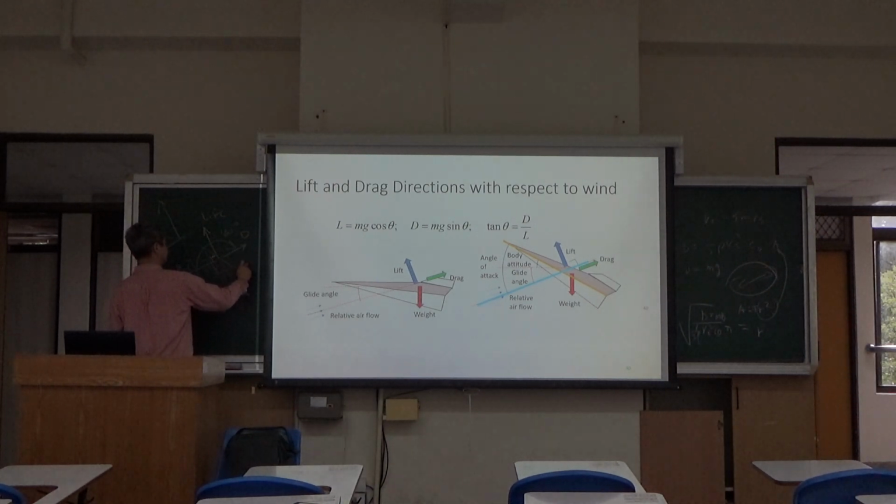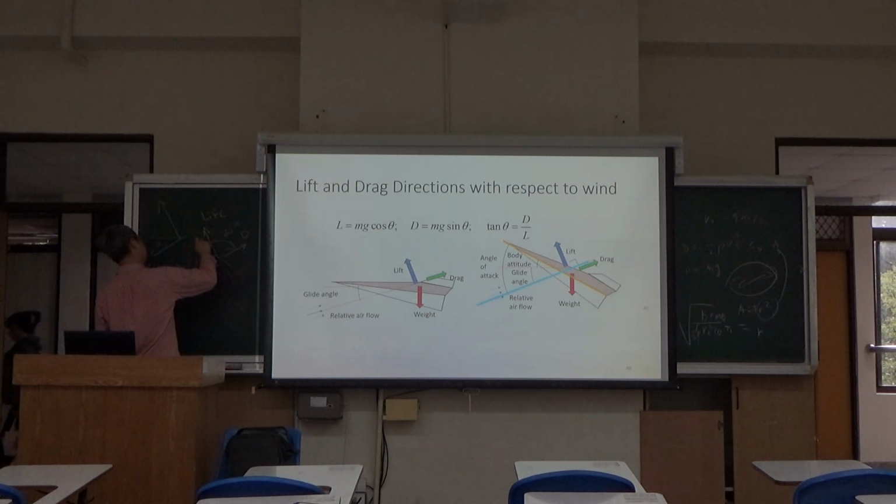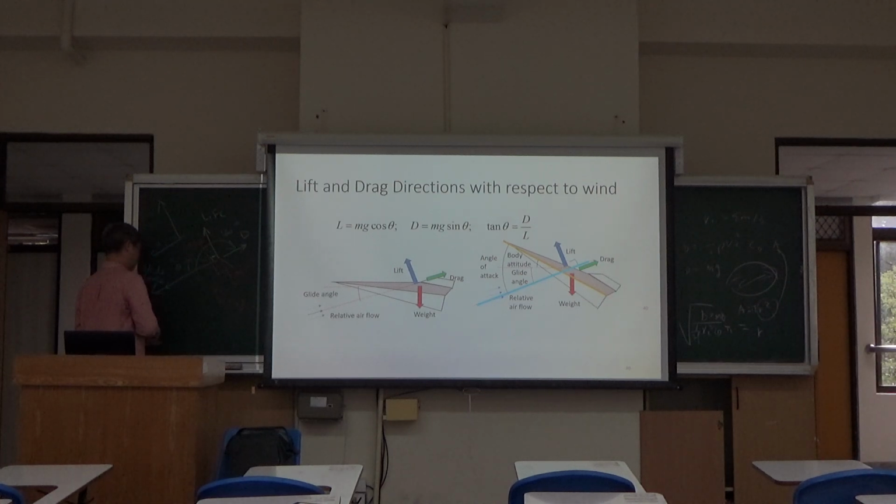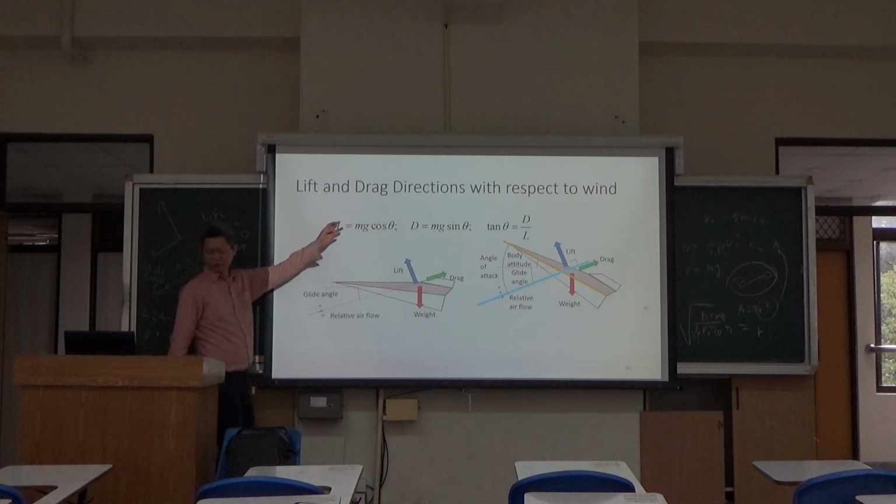So in this case, your lift force is opposite to this component. How much is this component? mg cosine theta. Your lift force is balanced with the weight component, so the net is 0. And then in this parallel direction, you have your drag force: mg sine theta minus the drag force. So in this way, you obtain these two equations.